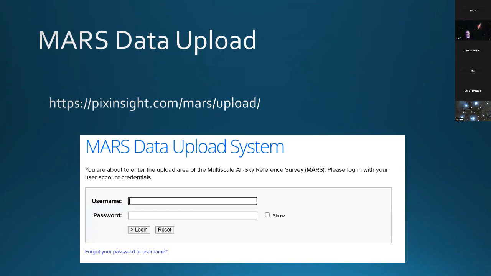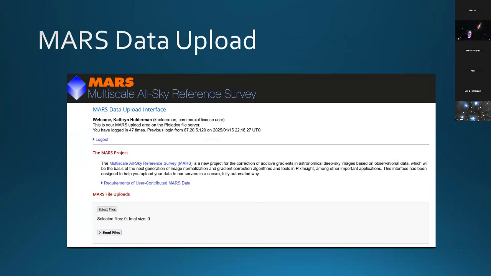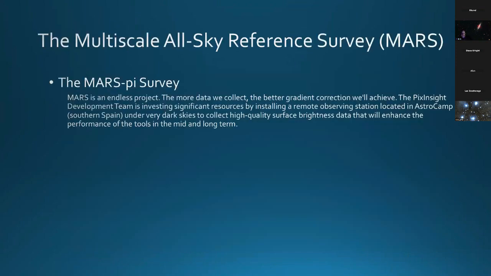You use your normal PixInsight login, and then you go to this spot here, which is their multi-all-sky survey, reference survey. So you can go there and you'll see you're at the spot in them. You can go select your files and you can send a file, and that will basically upload them for them to be able to evaluate and see if they can add it into their users. So then here we have the PixInsight side.